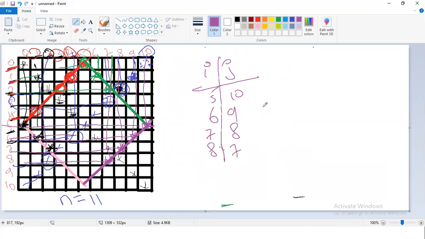What's the relation between I and j here? As soon as you saw this, you thought, maybe j minus I is 5, but 9 minus 6 is 3, 8 minus 7 is 1. So it is not j minus I. Is it I minus j? No, not that also. Then what?